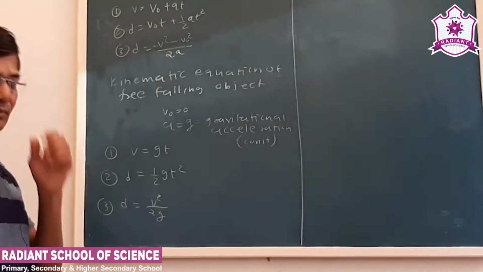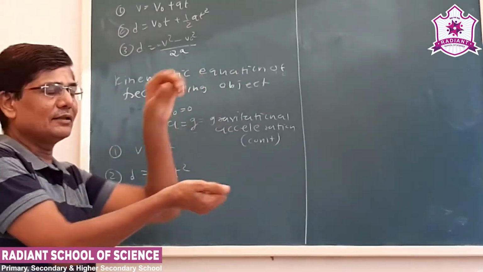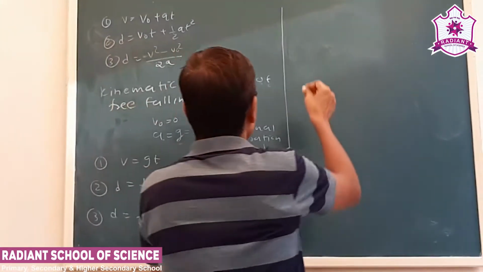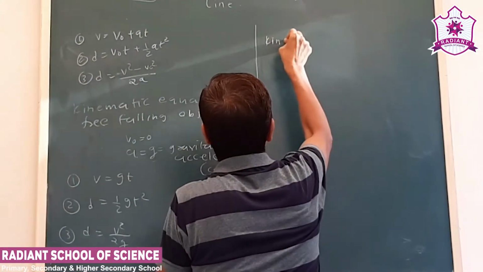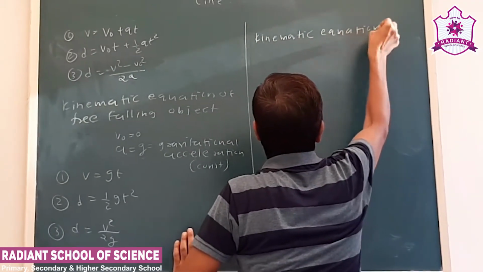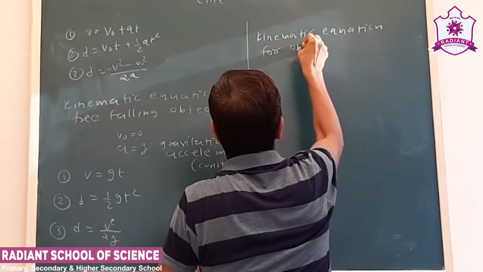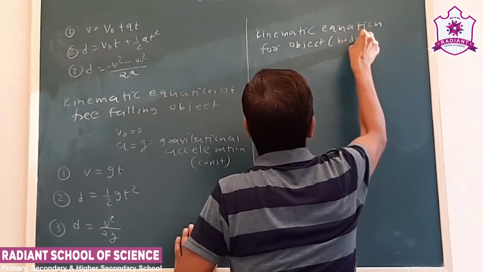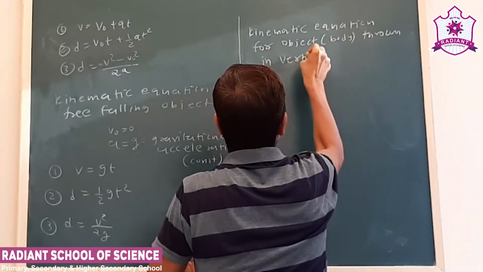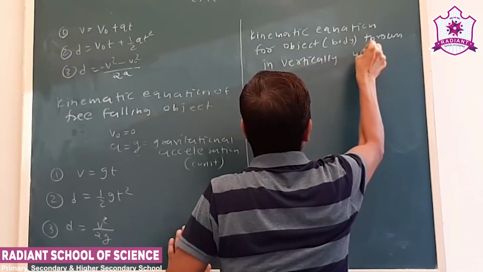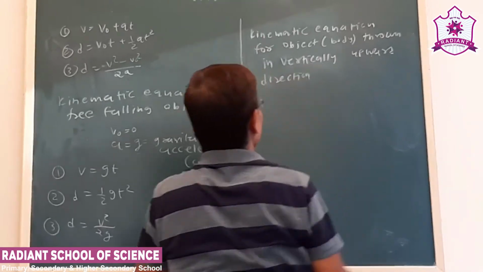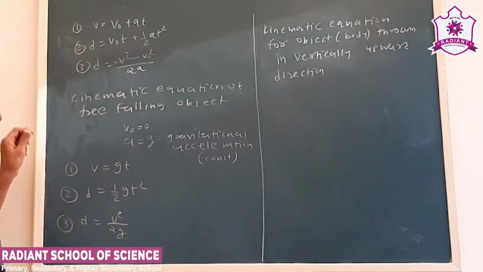These are the kinematic equations of a free falling object. Whenever the object is allowed to fall under the effect of gravitation, we have to use these equations. Now the next set of equations: kinematic equations for an object or a body thrown vertically. Now see the example of a free falling object.